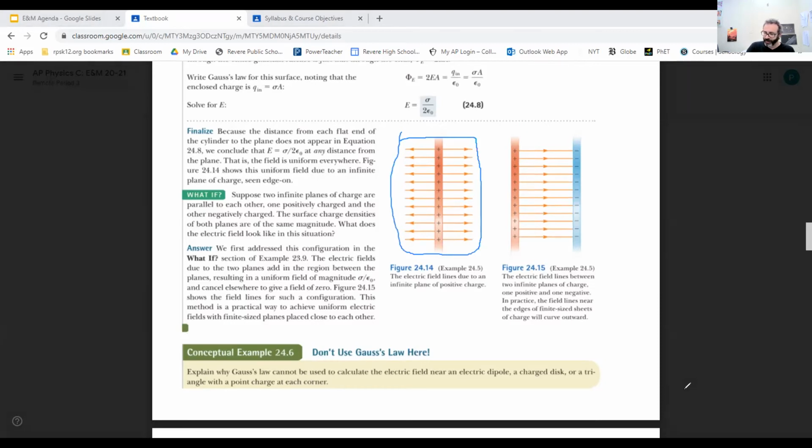Other questions on the infinite plane of charge example?